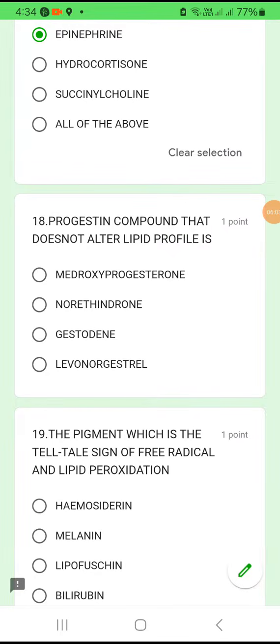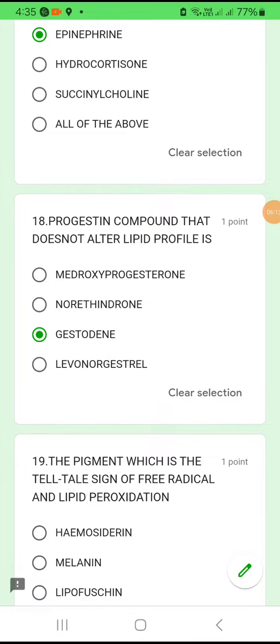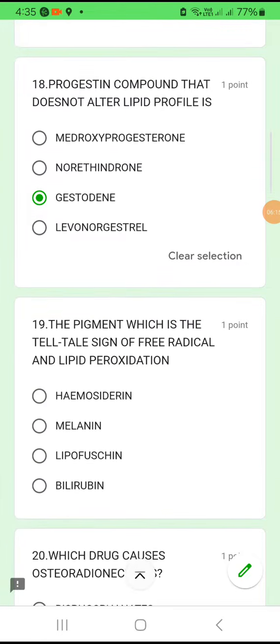Medroxyprogesterone or norethindrone or gestodene or levonorgestrel. Okay, so the one which does not alter the lipid profile among this is gestodene. Okay, option C is the answer, gestodene.